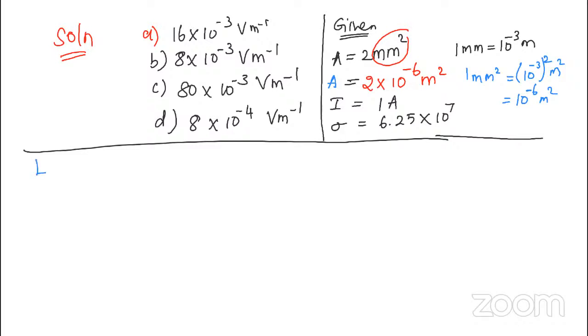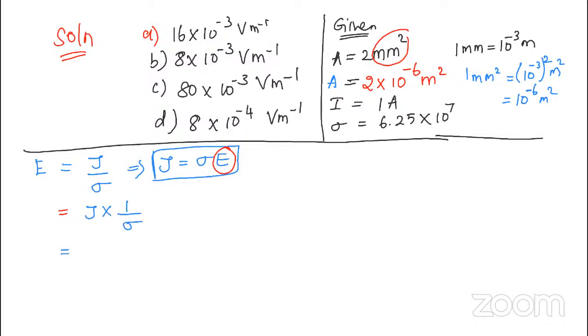What you have to find out is the E value. So E is equal to J by sigma. In the conductivity expression J is equal to sigma E, we write the E value. So the E value is what we need. So E is equal to J by sigma, that is J into 1 by sigma.